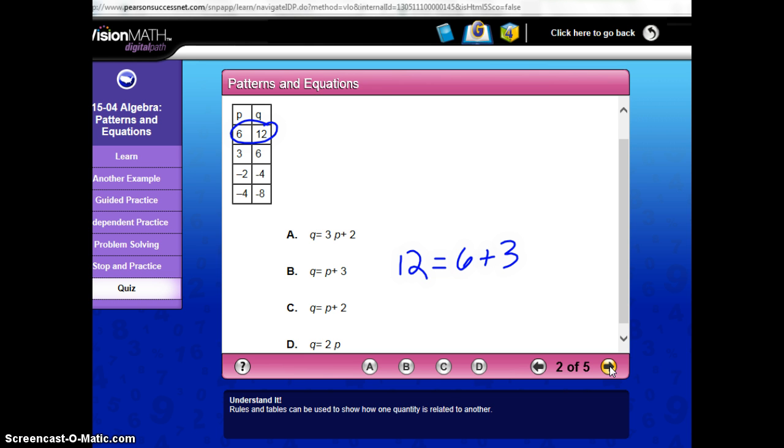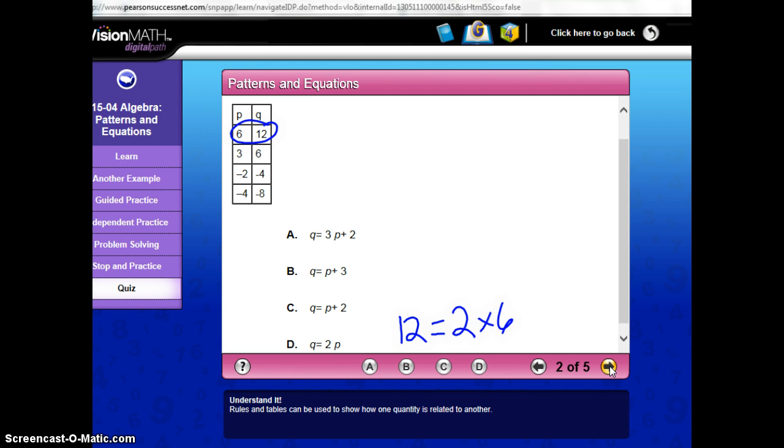Yes? You're happy with that? No, no, no, no, no. Not gonna work. Natasha. D. Okay, let's try it. 12 equals 2 times 6. Yes? Yeah. This times 2? Yeah. This times 2?